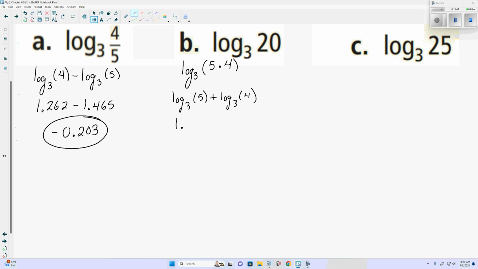Log base 3 of 5 is 1.465. And we're going to add to it our log base 3 of 4, which is 1.262, which add together to give us 2.727. Yep. Questions on this one here?